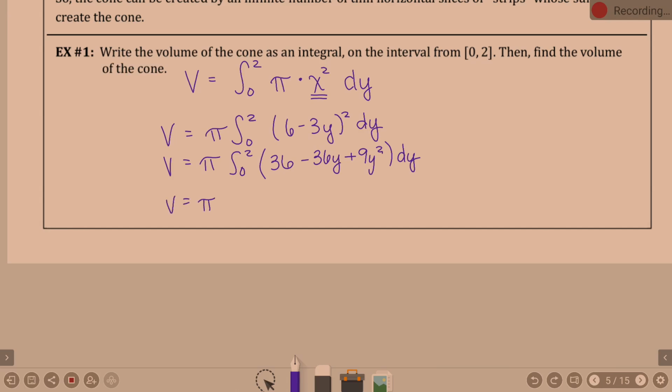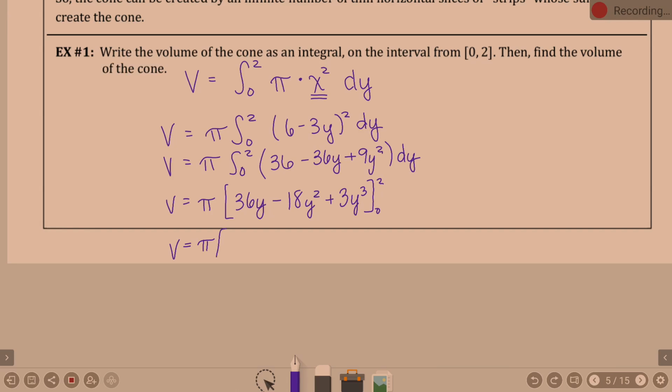Let's integrate. Integral of 36 is 36y, minus integral of 36y, plus integral of 9y squared, 3y cubed. Okay. And then from here it's doing the math. Nice part here is 0 is our second number, isn't it?